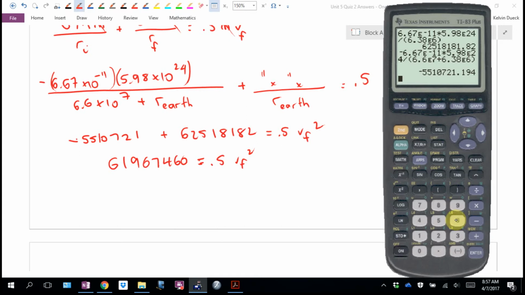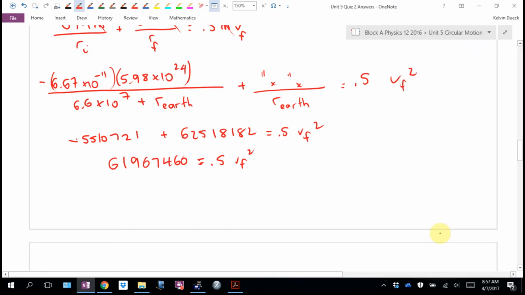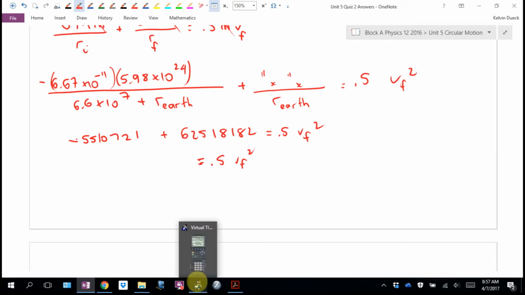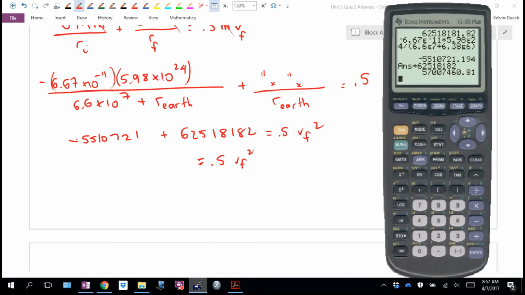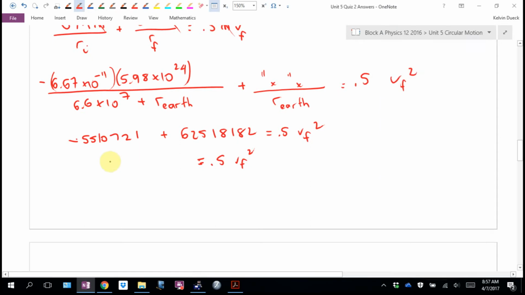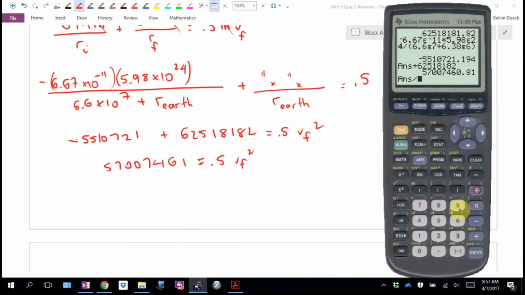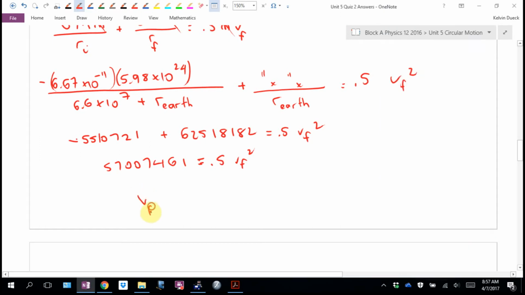So I'm going to end up going like this. That number plus 625,181,82. And instead of this number here, I'm going to get 5,700,746. And if I divide that by 0.5, square root. Is that better? Okay. V final equals 10,700 meters per second.